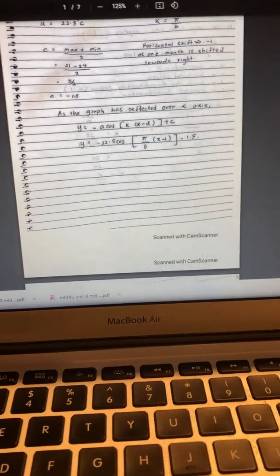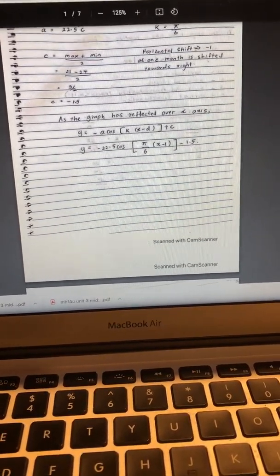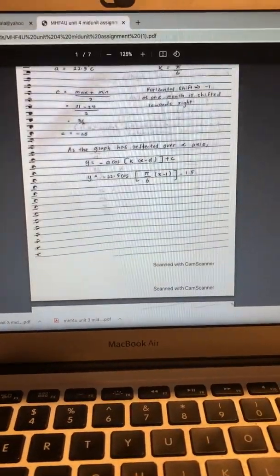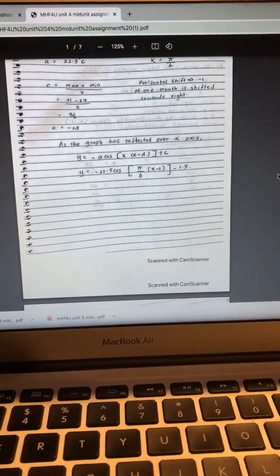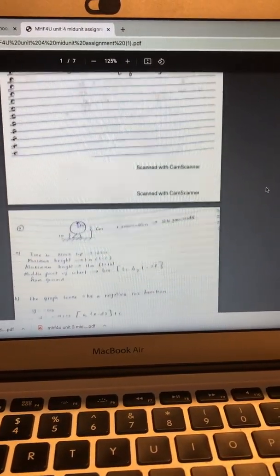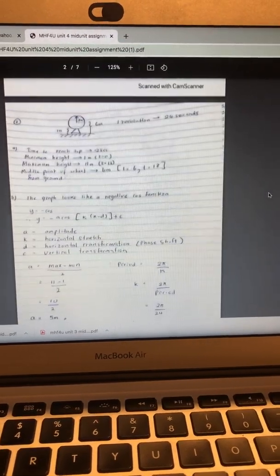So as the graph has reflected over the x-axis, y is equal to minus a cos bracket k x minus t closing bracket plus c, where y is equal to minus 22.5 cos bracket pi by 6 x minus 1 closing bracket minus 1.5. So that's going to be question number 1, and we move to question number 2.